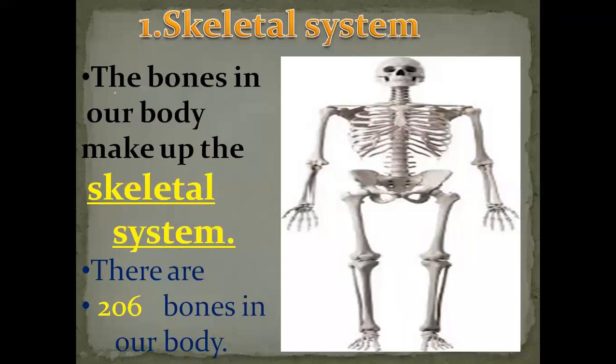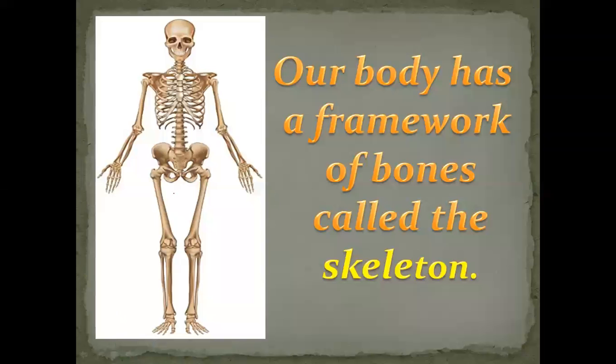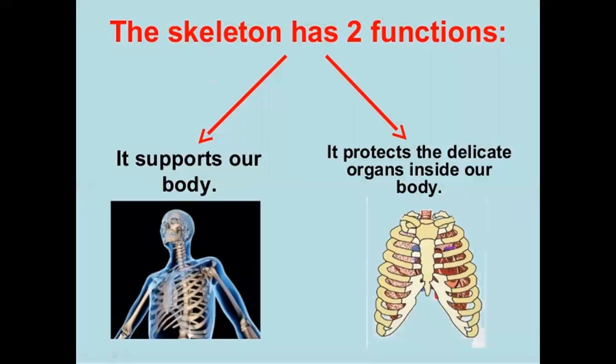So skeletal system, the bones in our body make up the skeletal system. There are 206 bones in our body. So what is skeleton? The framework of bones in our body is called the skeleton. The skeletal system has two functions.